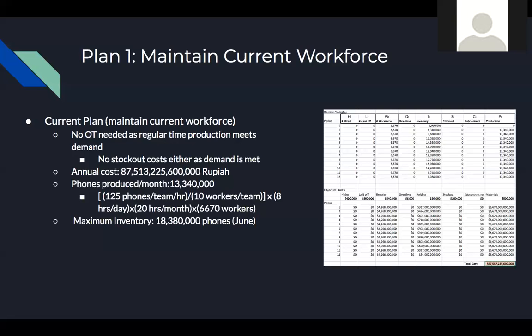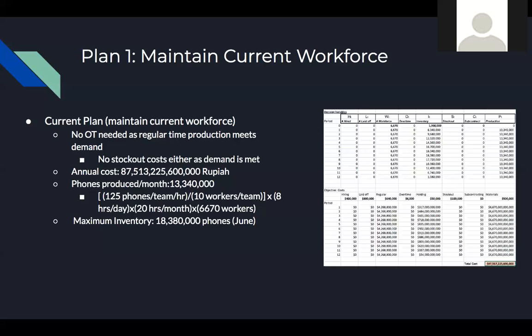Fortunately, because of this, it's able to naturally bring inventory down to about 1 million units by the time December arrives. One of the biggest costs in this current plan is inventory itself, which, summed with the cost of workforce and material costs, gives a total cost for this current plan of about 81 trillion 513 billion 225,600,000 rupiah. So that's a pretty sizable cost for this company. Overall, there are more efficient methods of doing it.